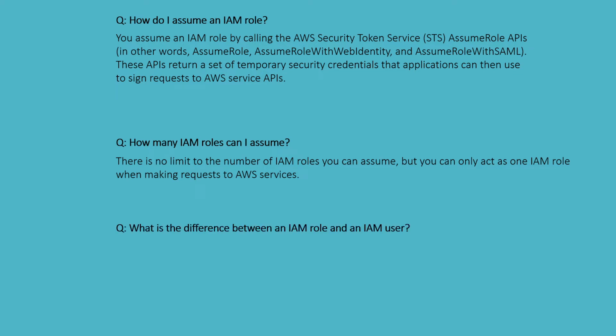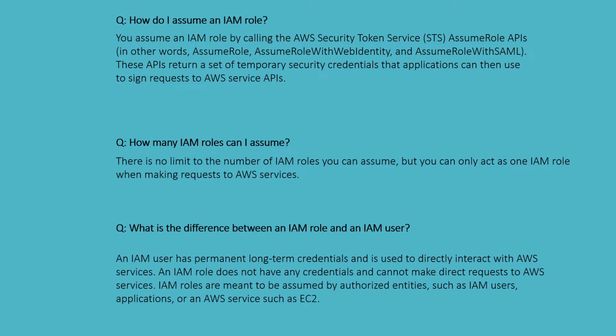What is the difference between the IAM role and IAM user? An IAM user has a permanent long-term credential and is used to directly interact with the AWS services. An IAM role does not have any credentials and cannot make direct requests to AWS services. IAM roles are meant to be assumed by authorized entities such as IAM users, applications, and AWS services such as EC2.